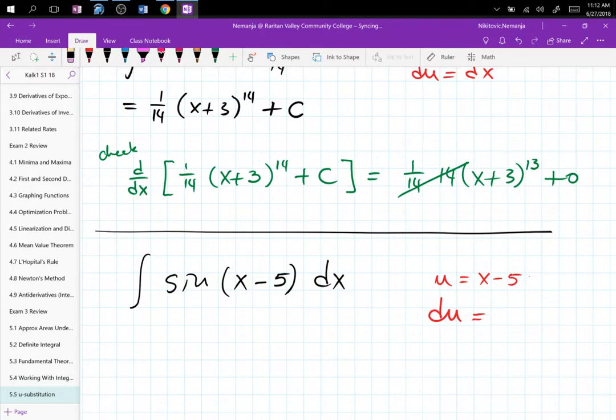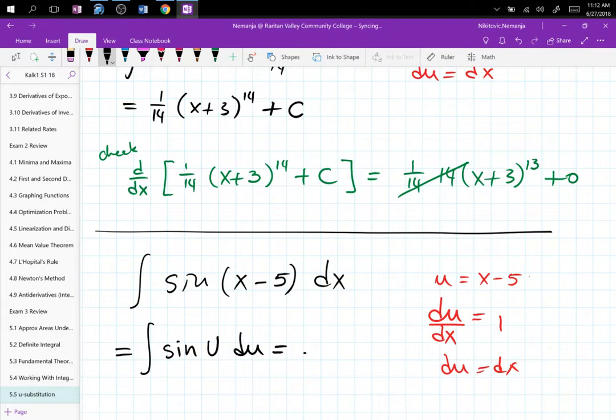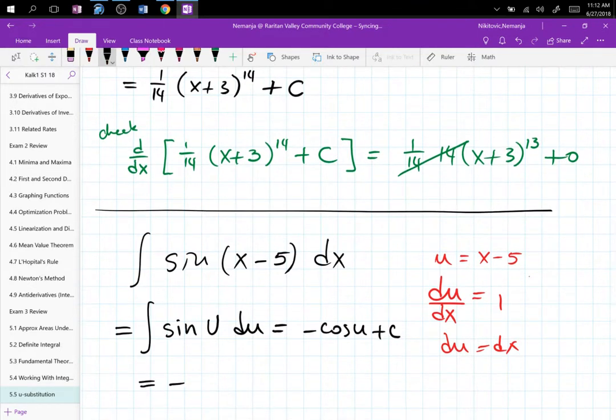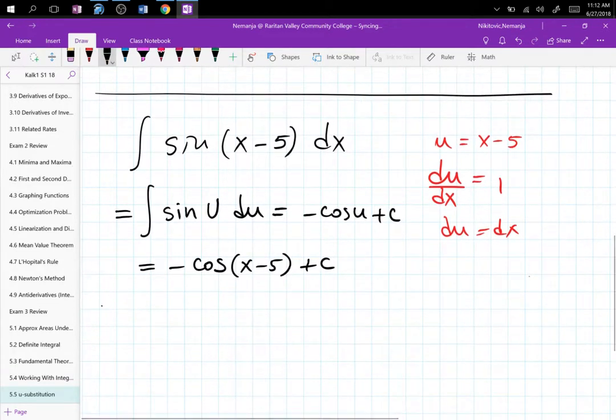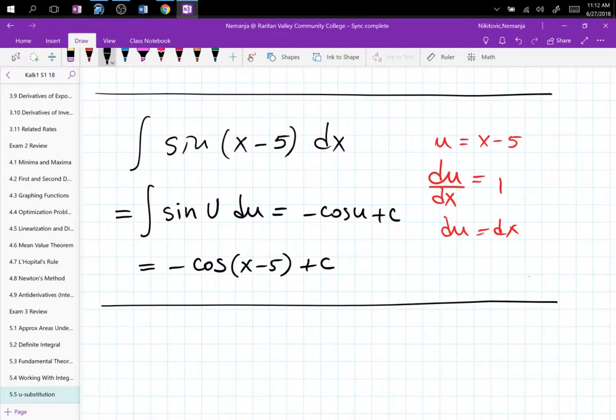Let's do one more time. So du over dx, as you differentiate with respect to x, you will get 1, and then du equals dx when you kick dx to the other side. What you get now is the integral of sine u du, which is negative cosine u plus c, and then I don't care about u, I care about the x, which means negative cosine of x minus 5 plus c. And we move along.